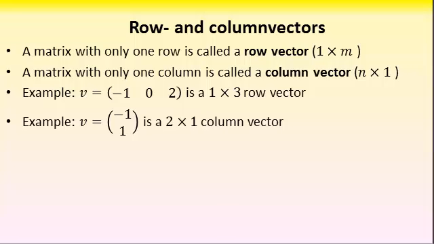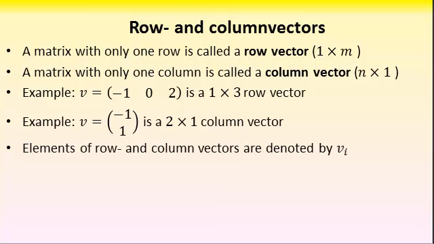Remember that for a general matrix, an n by m matrix, we use the symbol small a with 2 subscripts to denote the individual elements in the matrix. The first subscript refers to the row, while the second subscript refers to the column. For a row vector and a column vector, there is no need for 2 subscripts, and the standard notation is to use a single subscript. And so we will use a single subscript to denote the elements of a column vector or a row vector.